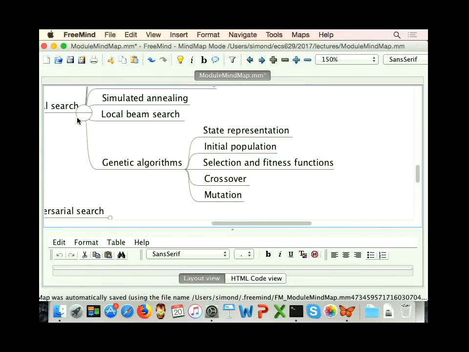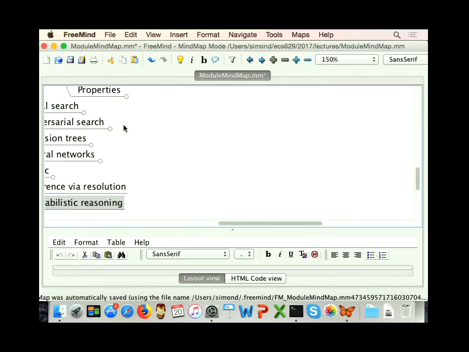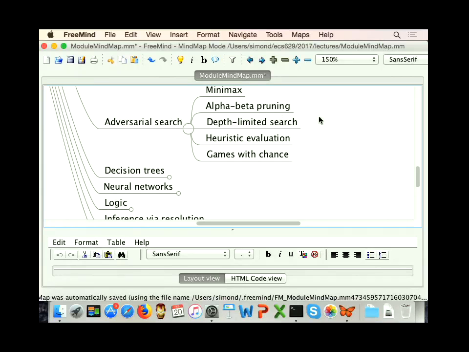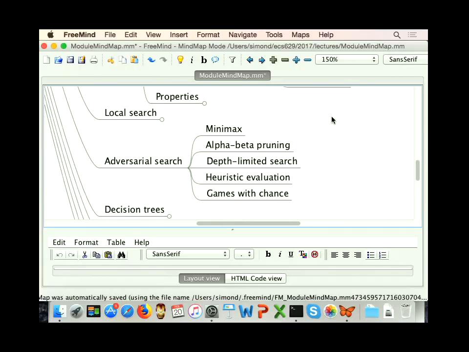Okay. Go to topic 5 then. So this one you know all about, right? We've been working on it. Adversarial search.